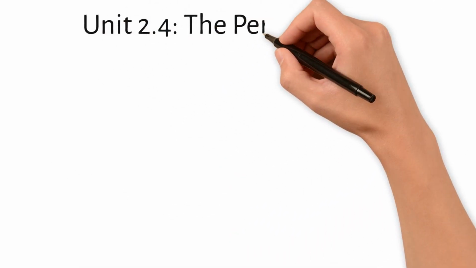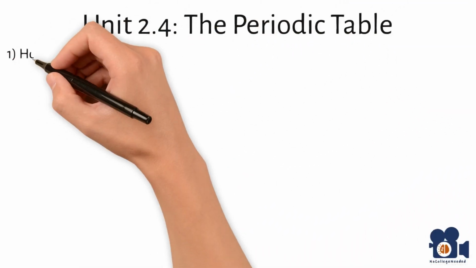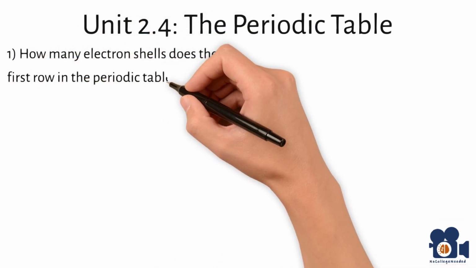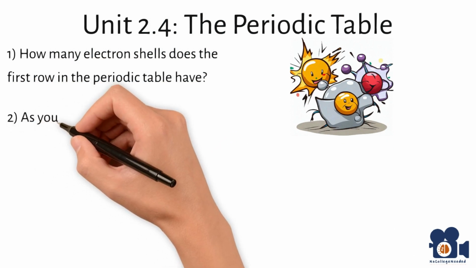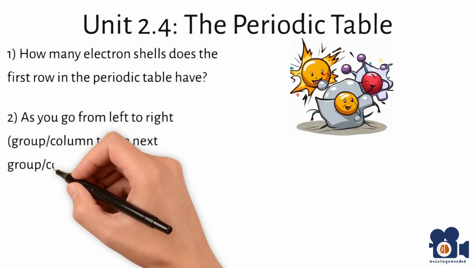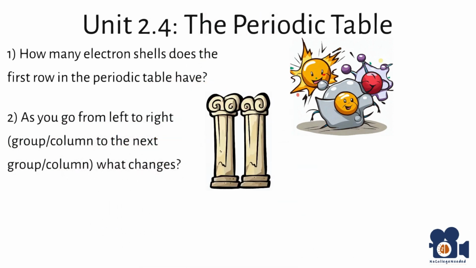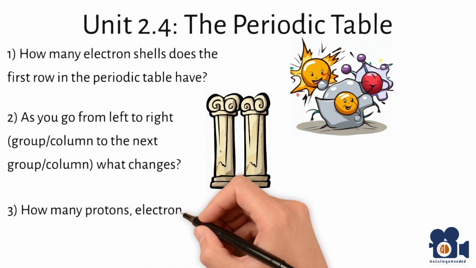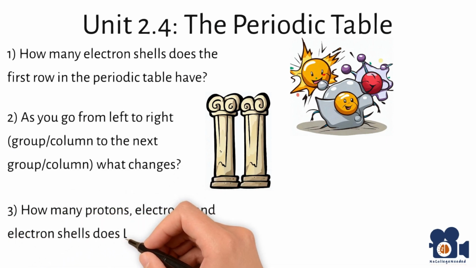Unit 2.4, the periodic table. Number 1, how many electron shells does the first row in the periodic table have? Number 2, as you go from left to right, group or column to the next group or column, what changes? Number 3, how many protons, electrons, and electron shells does boron have?